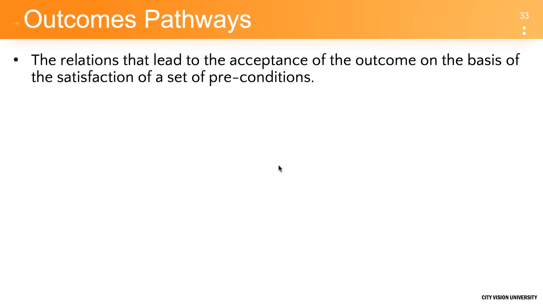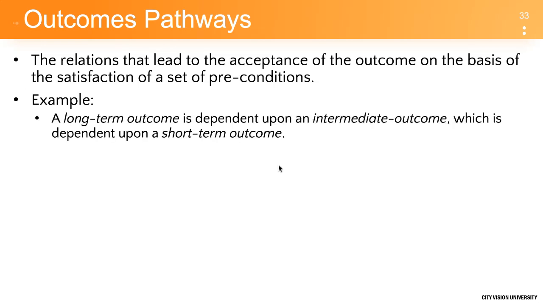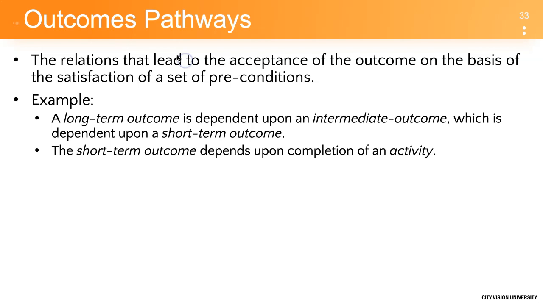So we talked about that in the previous lesson, how we layer preconditions. As you think about these items in this example, a long-term outcome is dependent on an intermediate outcome. That intermediate outcome is a satisfactory completion or a precondition for the long-term outcome. And in turn, this intermediate outcome is dependent on this short-term outcome. So you could say, working backwards, that the short-term outcome is a precondition for the intermediate outcome, which is a precondition for the long-term outcome.